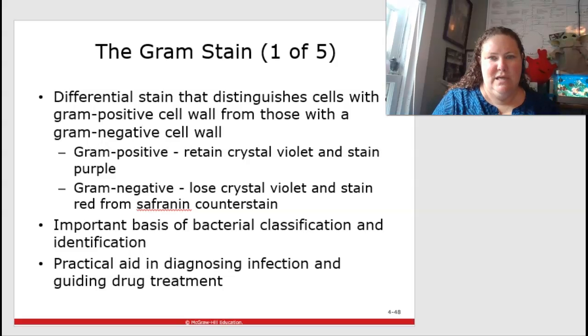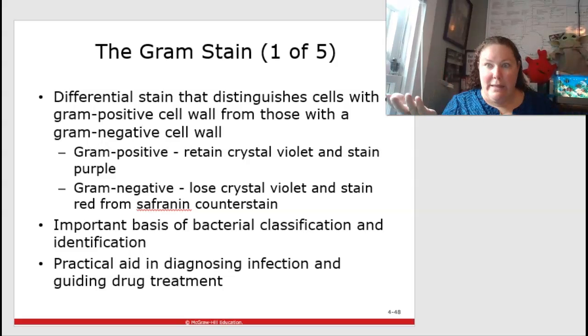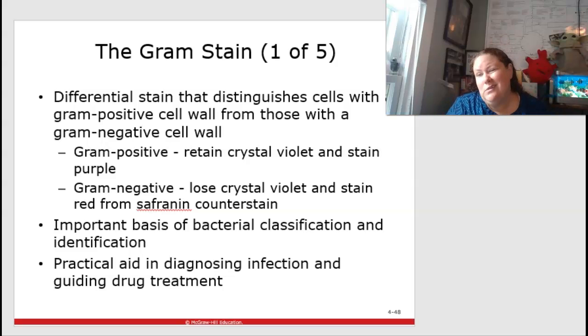We talked a lot about different types of cell walls. Why do we care? Well, one of the biggest things that we're going to do in micro, and one of the really powerful tests, is a gram stain. You guys will hear about gram positive or gram negative bacteria. The gram stain is a differential stain, which differentiates or distinguishes cells with a gram positive cell wall from those with a gram negative cell wall.